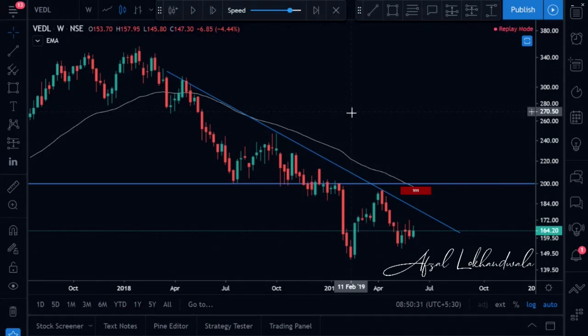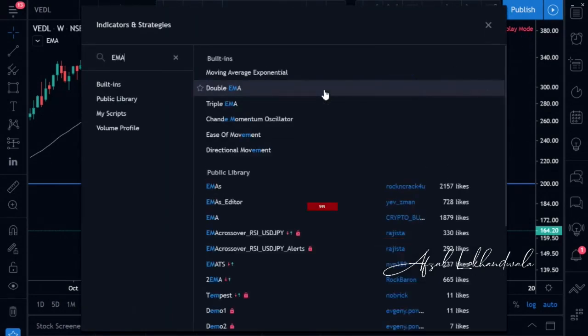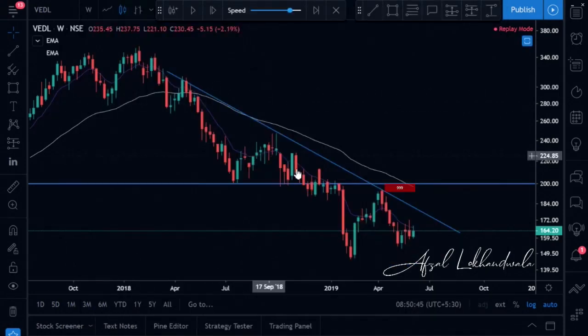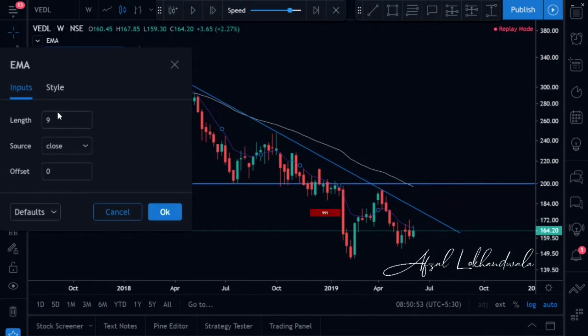Let us do it. We press the slash key and then type EMA. So now we have this another EMA. We will double click on the EMA and we will try out, let's say, 40 EMA.